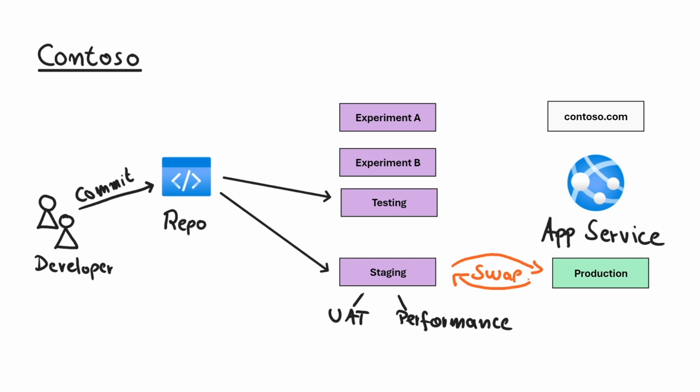A/B testing: Contoso experiments with new features in a controlled environment before exposing them to all users. And then rollback capabilities: if issues arise, they swiftly revert to the previous version.